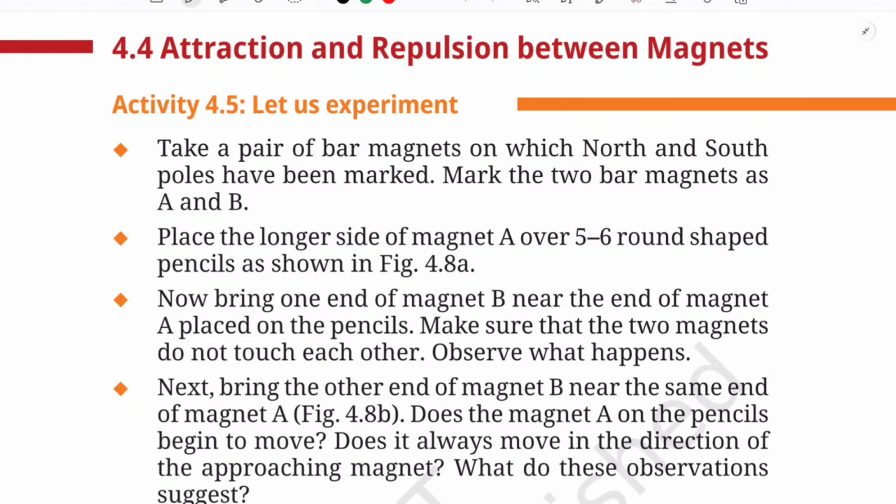So today in this class we are going to continue chapter number 4 that we have already started, that is exploring magnets. This is your class 6 science book Curiosity. If you haven't watched the first part, kindly watch the first part. The link is given in the description box, and today this explanation will be completely in English.